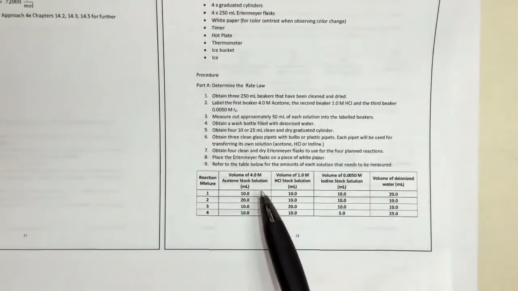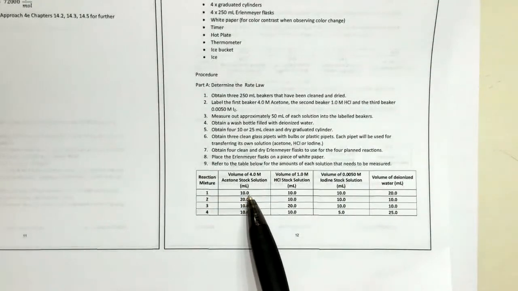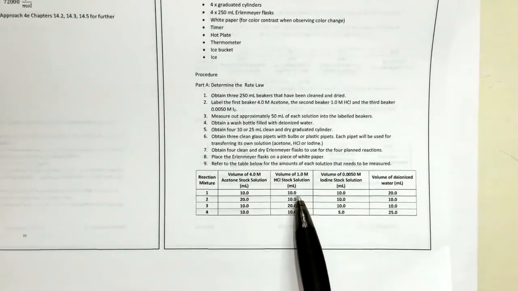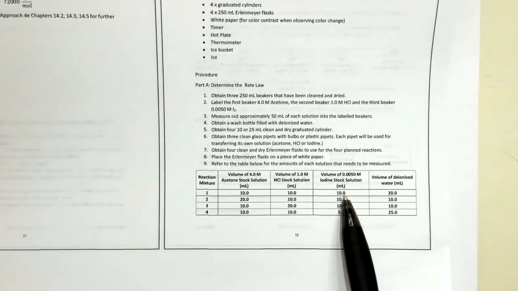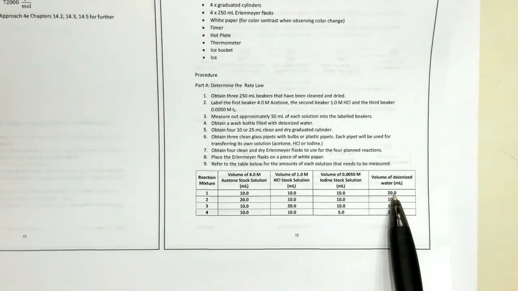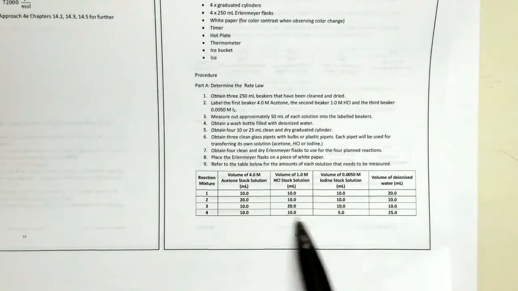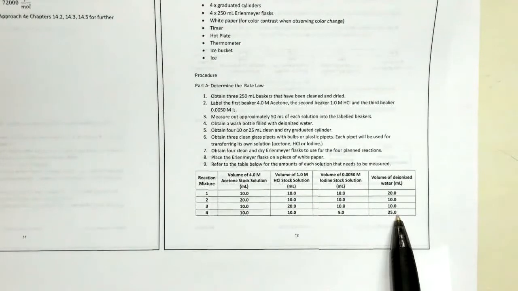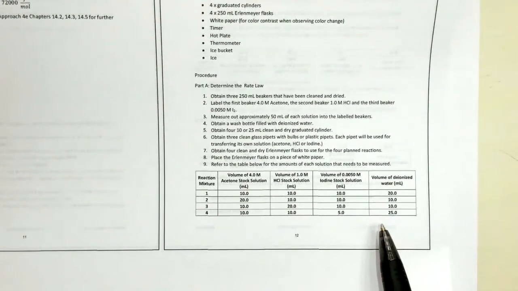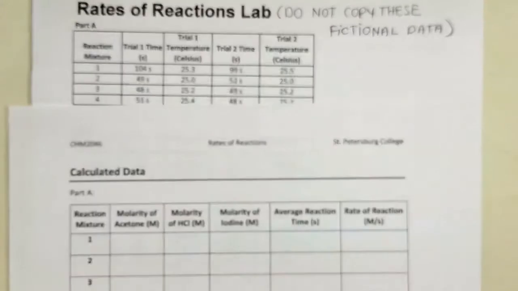Right here. You see how in reaction mixture 1, I have 10 mL of 4 molar acetone, 10 mL of 1 molar HCl, 10 mL of 0.005 molar iodine, and 20 mL of water. If you notice, every single set adds up to 50. The bottom one adds up to 50, that one adds up to 50, and the fourth one also adds up to 50. So your total volume is going to be 50 milliliters.